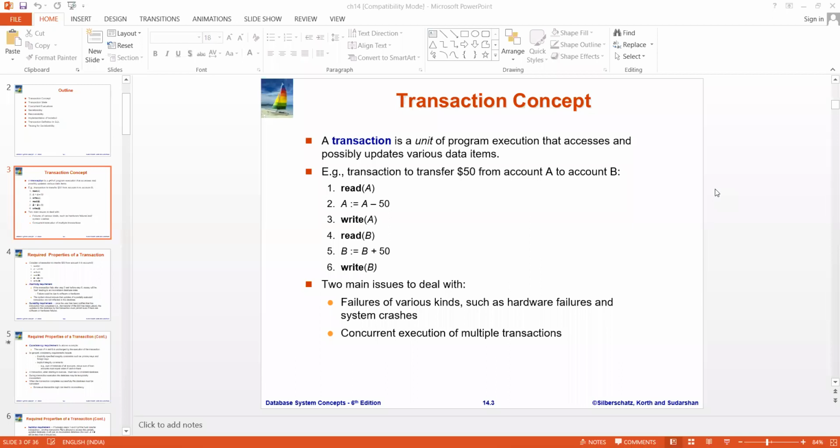Till now, you might have understood what is transaction. All the fundamentals we discussed in the previous session.